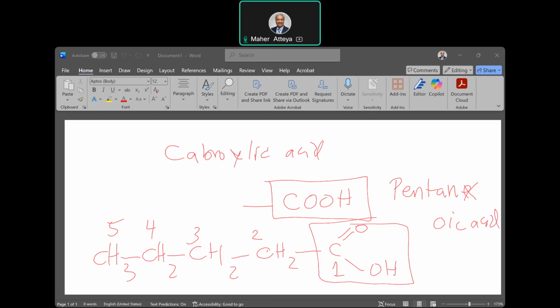Pentanoic acid. If you have any attachment, the location of the carbon of the carboxylic acid will control the numbering of the whole chain. So this is called pentane. Take the E out, add oic acid: pentanoic acid. Okay, guys? The ester is coming from the reaction of a carboxylic acid with an alcohol.